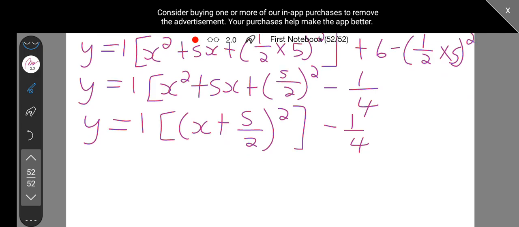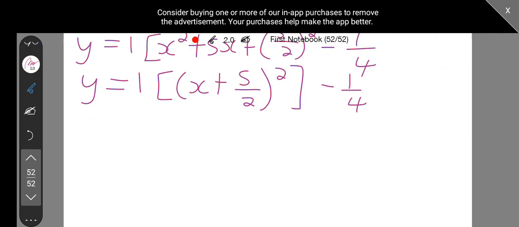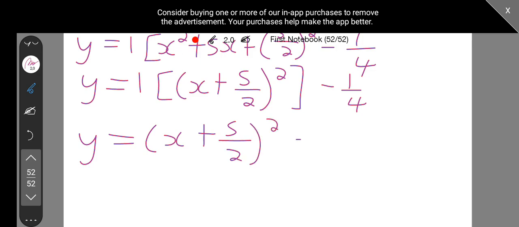So what are we going to do now? This is complete in this form. We're going to multiply everything by 1. So y is equal to, if we multiply (x plus 5 over 2) squared by 1, it will remain (x plus 5 over 2), and that is squared, minus 1 over 4. And this is the turning point form.